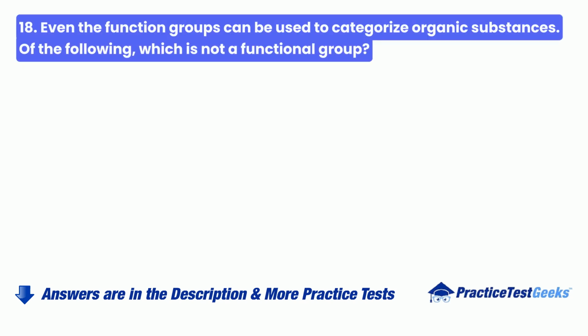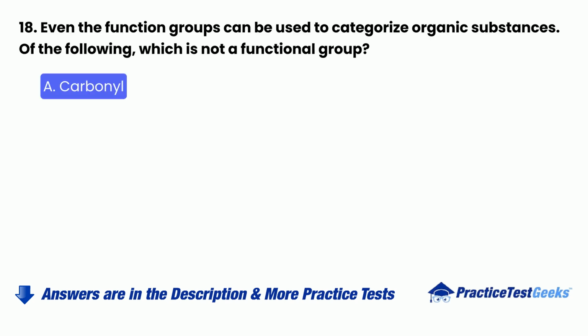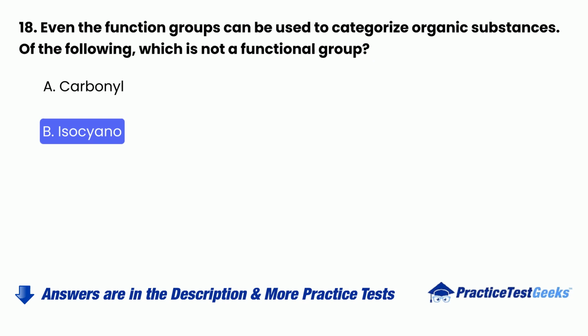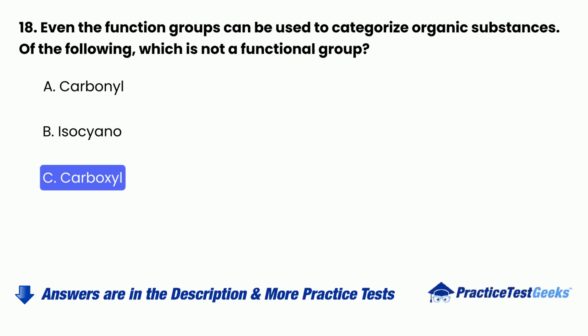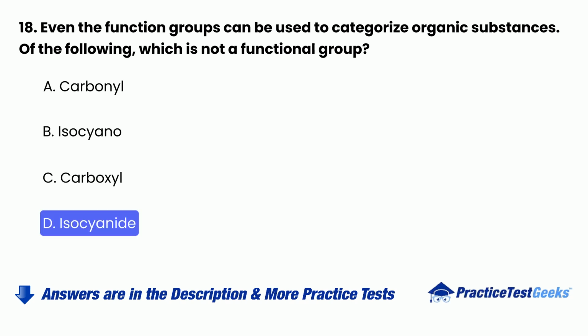18. Even the functional groups can be used to categorize organic substances. Of the following, which is not a functional group? A. Carbonyl. B. Isocyano. C. Carboxyl. D. Isocyanide.